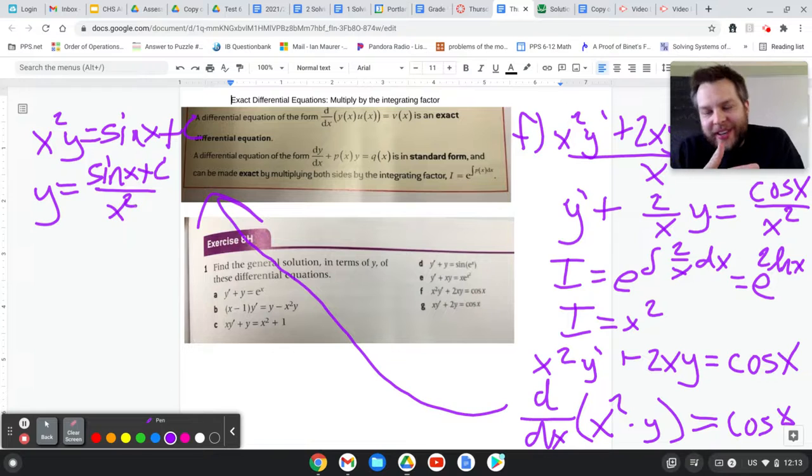So I want to point out that we could have recognized at the beginning that there was a product rule on the left side, but if you wanted to follow through the exact differential equation idea where you multiply by the integrating factor, you get there anyway, just in this kind of weird circuitous route.